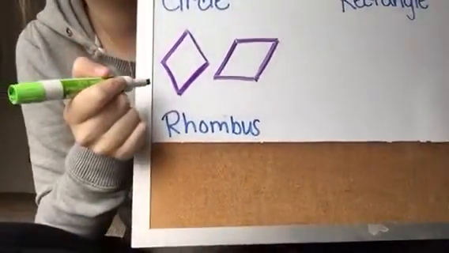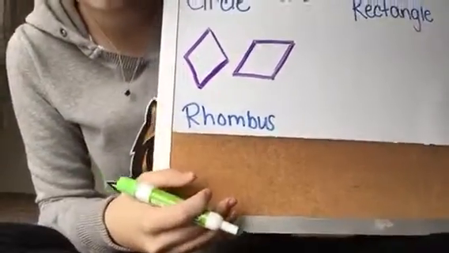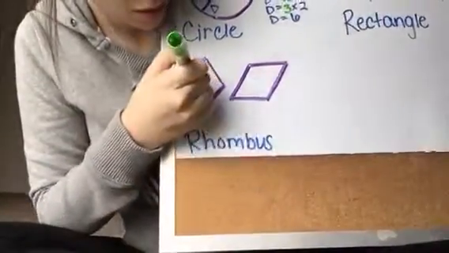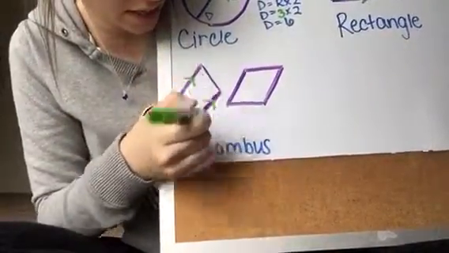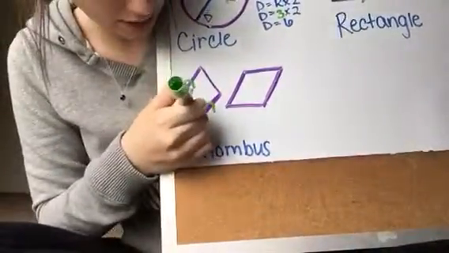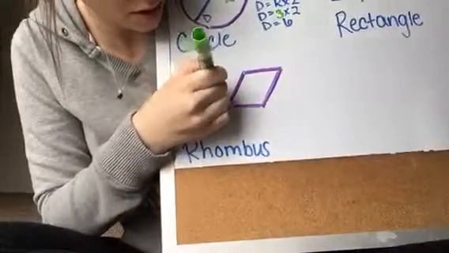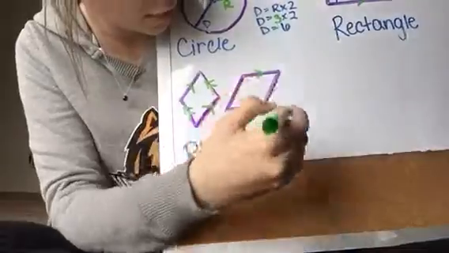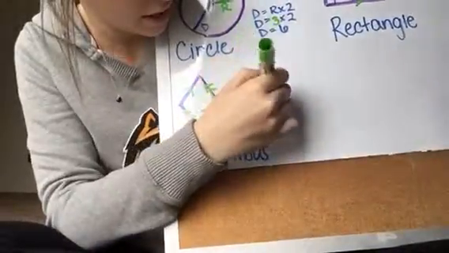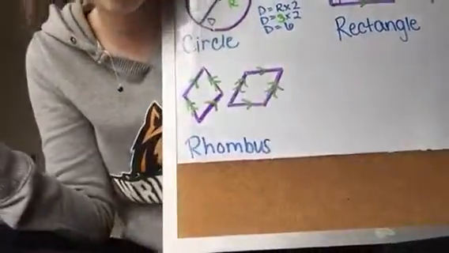And next we're going to learn about a rhombus. A rhombus has opposite sides that are parallel. So this side and this side are parallel, and this side and this side are parallel. Same on this one. This side and this side are parallel, and this side and this side are parallel.